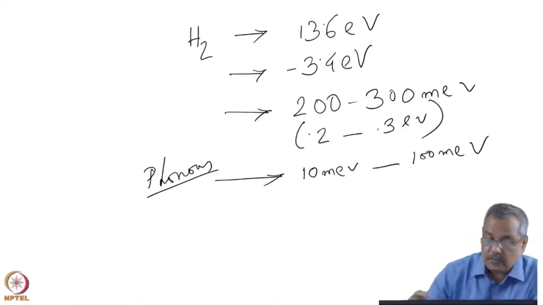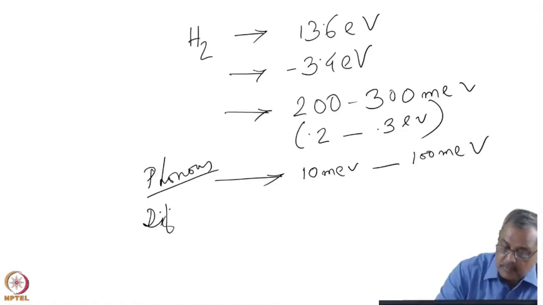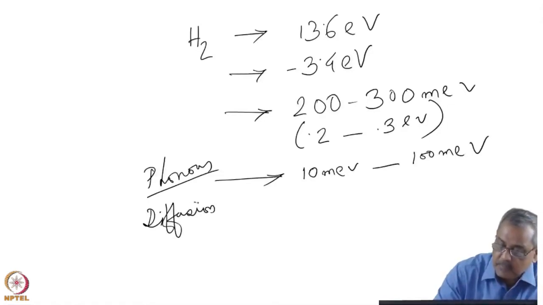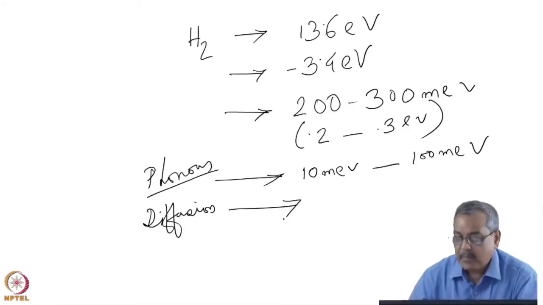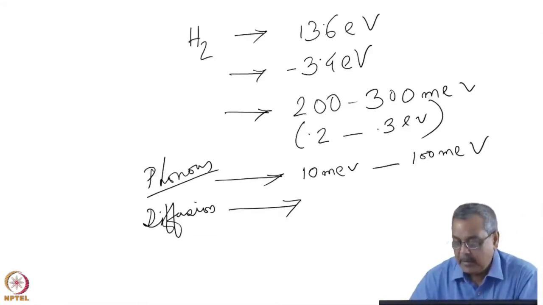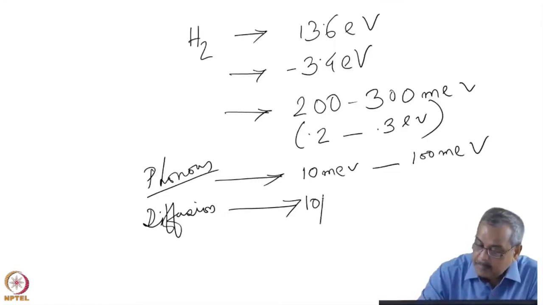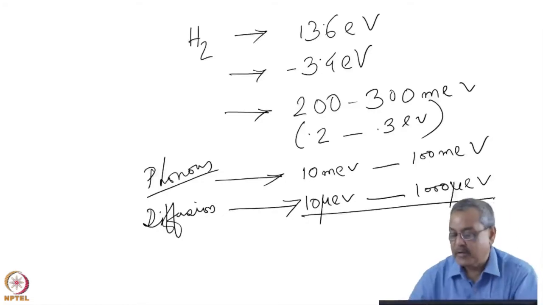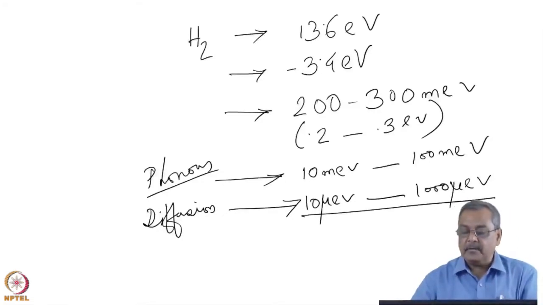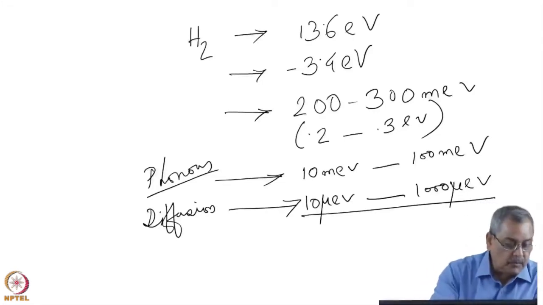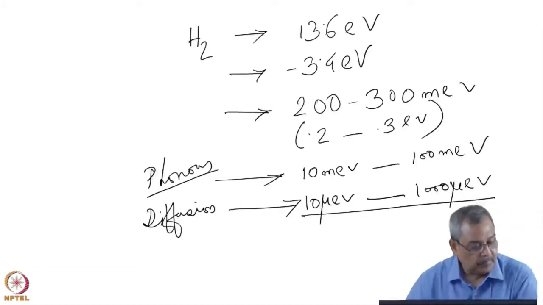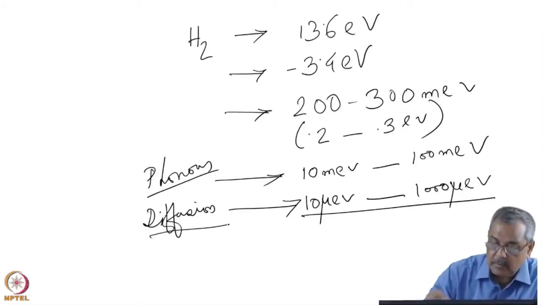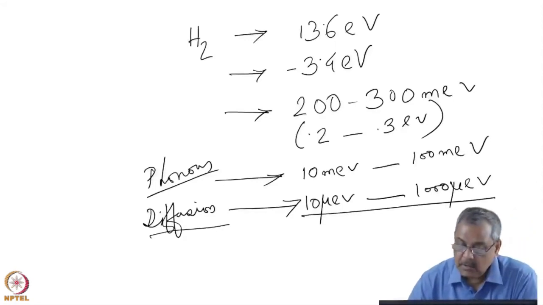Then I will go up to about the diffusion. This is a stochastic motion which I am going to discuss in this part. Here we may be talking about energy transfer of 10 microelectron volt to, let us say, 1000 microelectron volts. So this is the range of energy transfers that we need to go ahead with if we want to talk about or understand diffusion in solids.